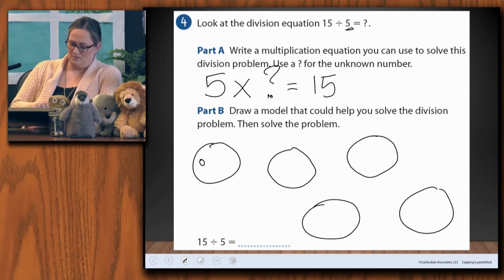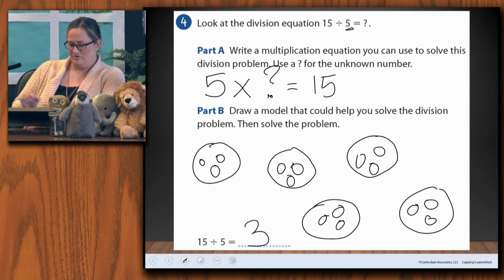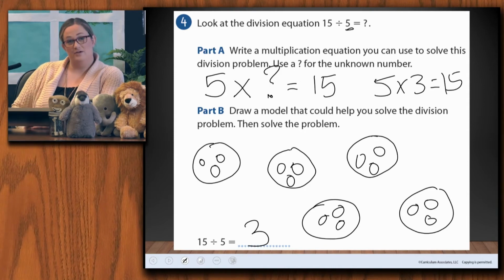Five groups. Five. 10. 15. Three in each group. So 5 times 3 equals 15. Do you agree? Great job.